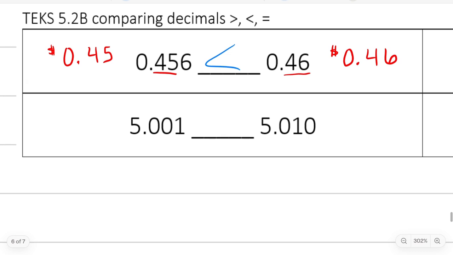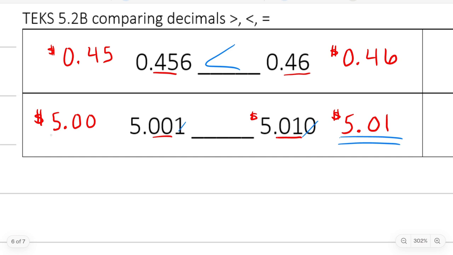All right, let's go to the next one. I have $5, and that's it for right now, just $5. And on this side, I have also $5. Oops, sorry, let me write over here. And 1 cent. Okay. Well, I do not even have to go into my thousands place. I don't even have to look at my thousands place right now, because just by looking at it like money, I know that $5.01 is more than just $5.